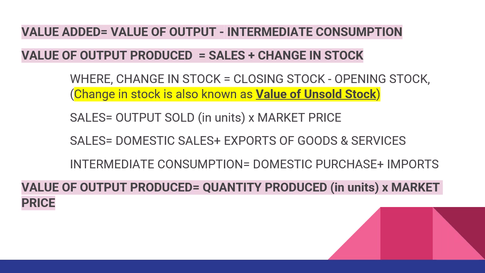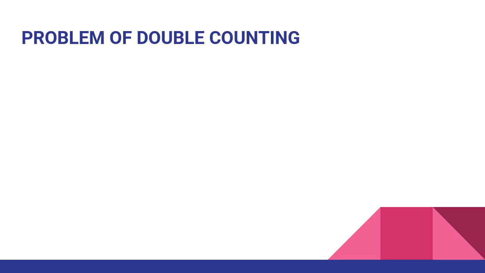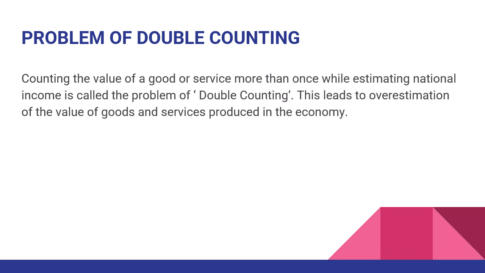Then next topic is the problem of double counting. What happens is that while calculating national income using value added method, we might face the problem of double counting. That is counting the value of any good or service more than once. So let's understand this problem of double counting with the help of an example, right?